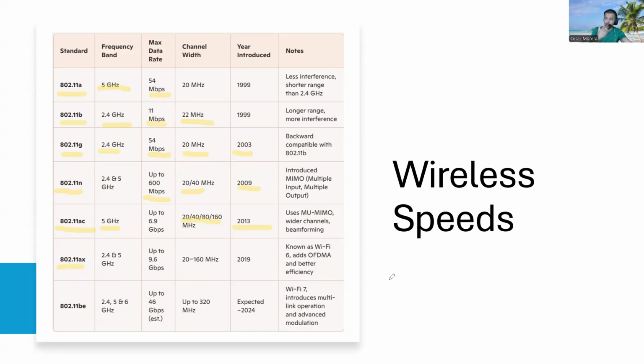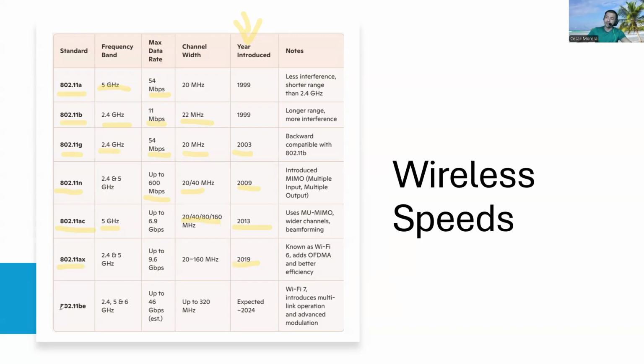802.11ax. It supports 2.4 and 5 gigahertz, up to 9.6 Gbps, from 20 to 160 megahertz. It was developed in 2019. That was the year of introduction for this technology, known as Wi-Fi 6, with OFDMA and better efficiency.